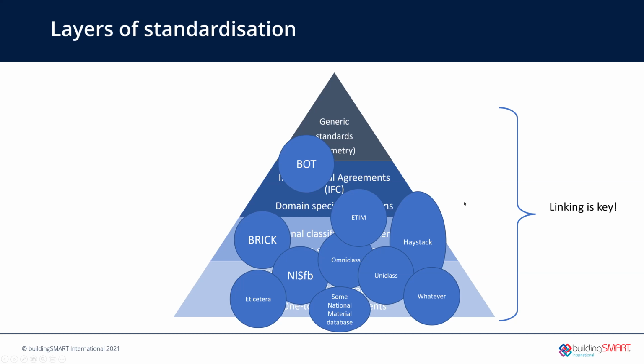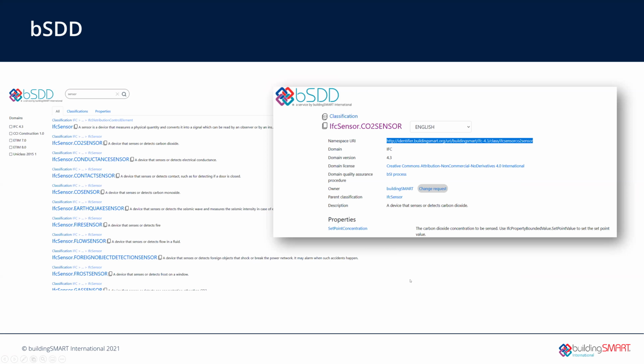So the way we're trying to do this is with the buildingSMART Data Dictionary. And that also has a long history. So if you've heard this before, please reset your mind on this and have a fresh look. The buildingSMART Data Dictionary is, for us, really an easy way for the industry to publish their standards in a linked data environment. So it has a graphical user interface.